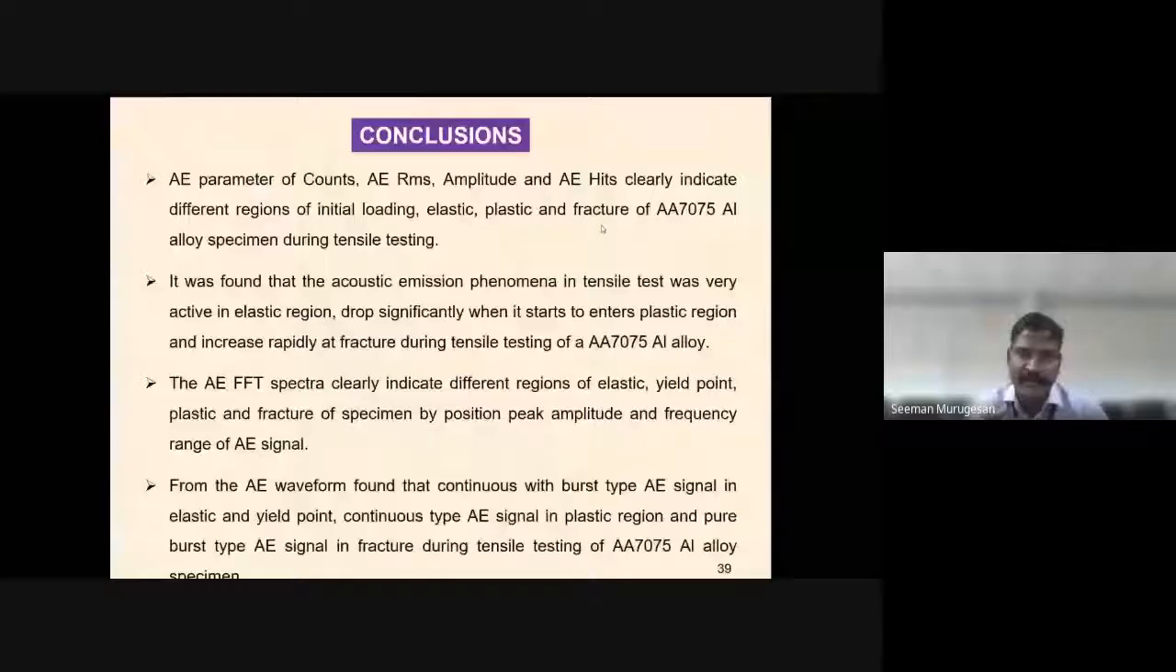It is found that acoustic emission activity in the tensile test was very active in the elastic region, dropped significantly as it entered the elastic-plastic region, and increased rapidly at fracture of the tensile specimen. AE FFT spectra clearly indicate the different regions of elastic, yield point, plastic, and fracture of the specimen. From the AE waveform, we found continuous with burst type of AE signal in the elastic and yield point, continuous type of AE signal in the plastic region, and pure burst type of signal observed at fracture during the tensile test.